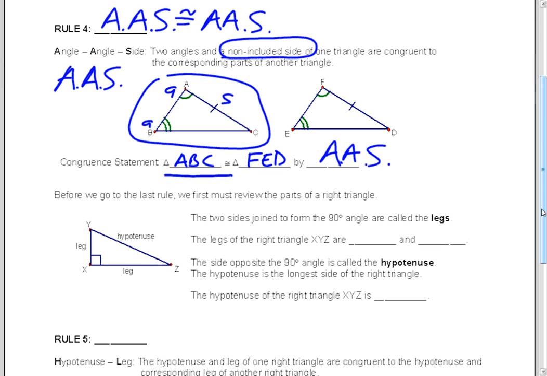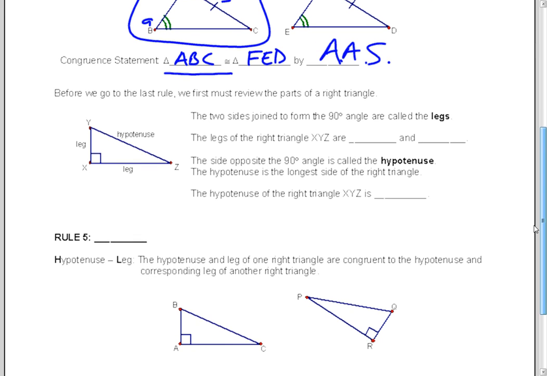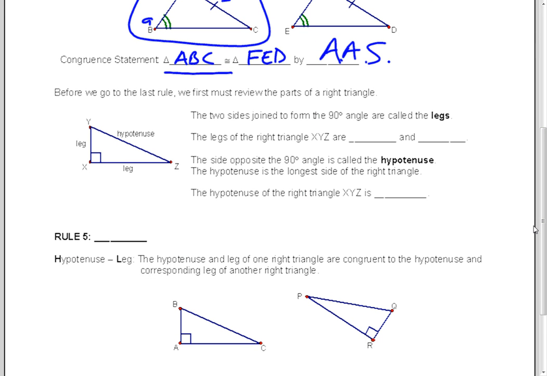The two justifications on this page are not as obvious. So what do you think they're called? This is a theorem. I'm not going to require that you write down that it's a theorem, but when it shows up on a standardized test, it'll probably be called angle, side theorem. The same is true for HL. HL does not stand for height and length. It stands for hypotenuse and leg.